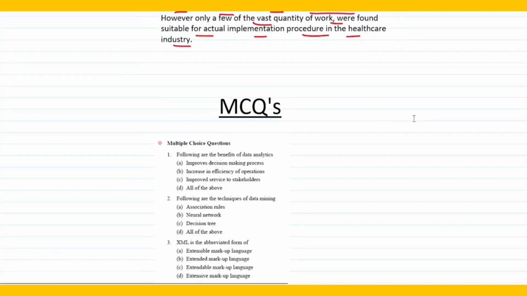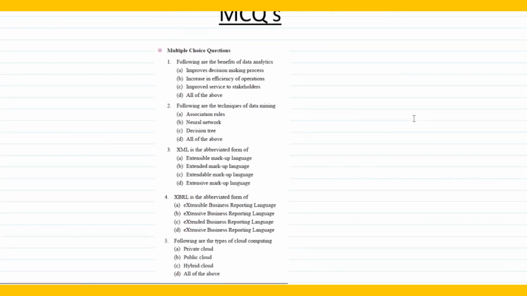Okay, with this we finish all the chapters. Now we quickly come to MCQs of chapter number 11. Let's answer the question. Following are the benefits of data analytics: improves decision making process, increase in efficiency of operations, improve service to stakeholders, all of the above. The correct answer is all of the above.